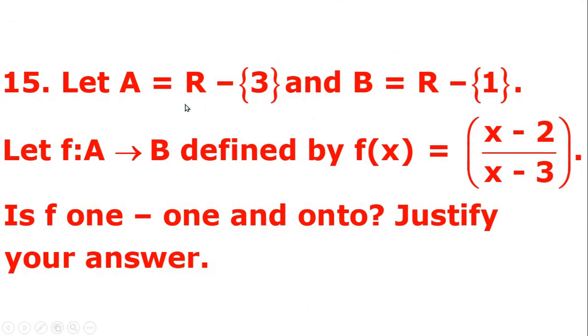So next problem: let A equal to R minus {3} and B equal to R minus {1}. Let f from A to B be defined by f of x equal to (x minus 2) divided by (x minus 3). If f is 1-1 and onto, justify your answers. Here set A is R minus {3}, that is real numbers without 3, and B equal to R minus {1}, that is real numbers without 1. And the function is from A to B defined by f of x is (x minus 2) divided by (x minus 3). You have to verify whether it is 1-1 and onto.